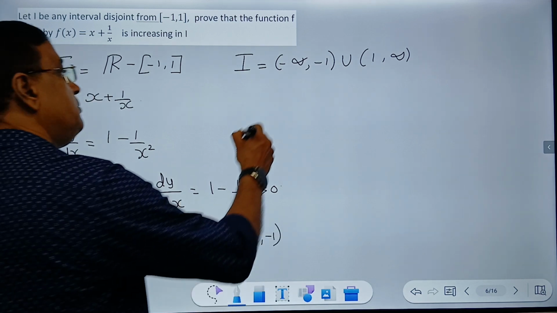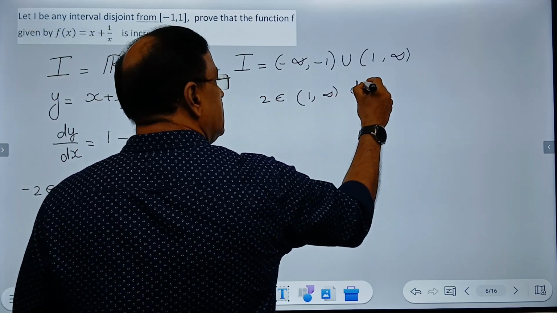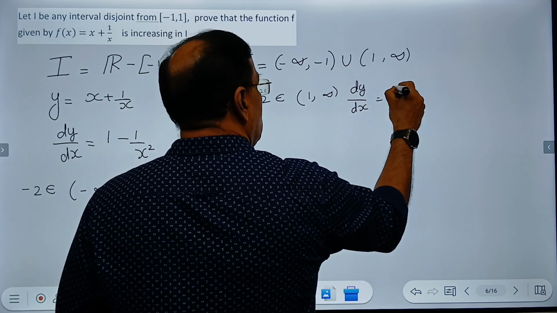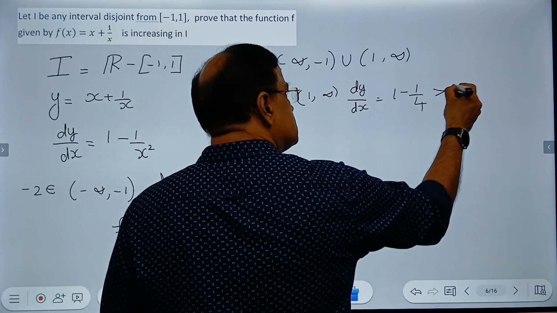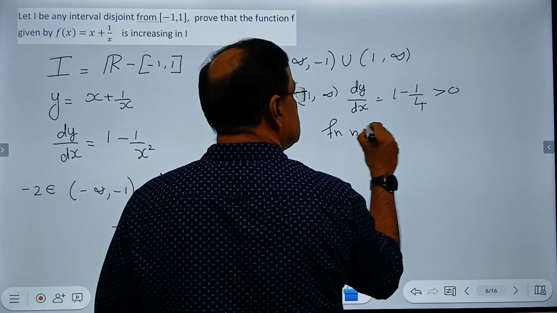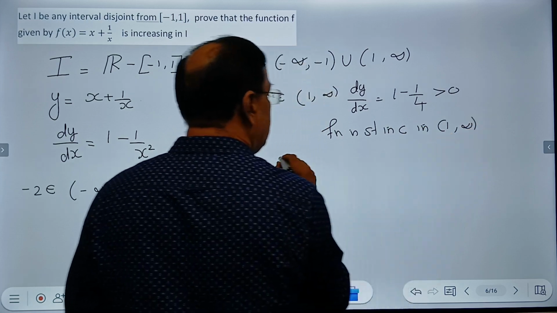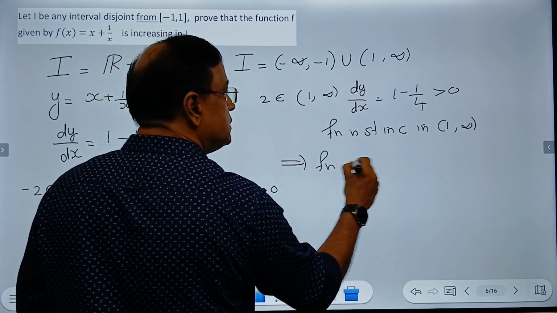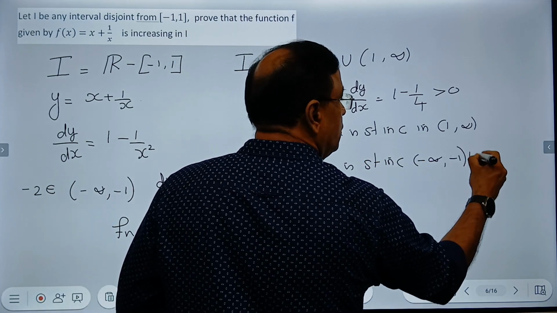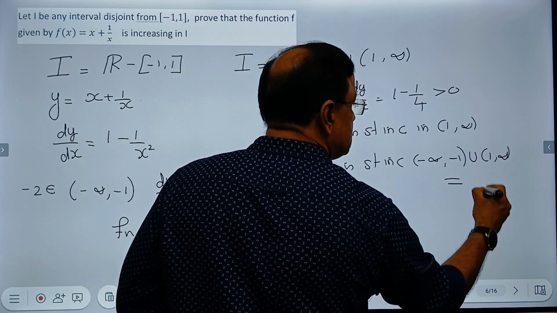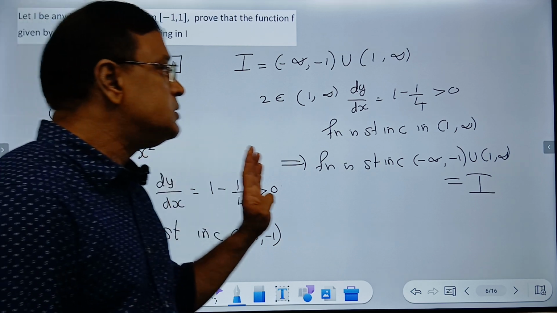Now I choose a number between 1 and infinity. Again I choose, say, 2. Now what happens to dy by dx? My dy by dx will be 1 minus 1 by 4, because x is 2, so x square will be 4. Again this is positive, so the function is strictly increasing in 1 comma infinity. So what have we proved? Therefore the function is strictly increasing in minus infinity comma minus 1 union 1 comma infinity, which for me is I. Isn't it? Very, very simple problem.